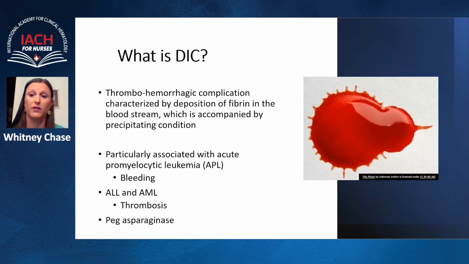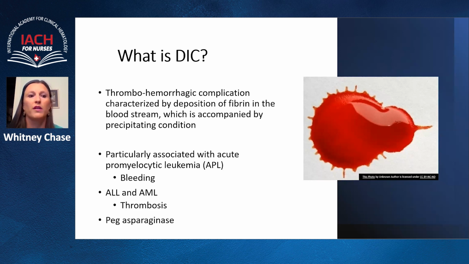So DIC is primarily associated with bleeding in the case of APL, while thrombosis is the dominant phenotype in ALL and non-APL AML. In ALL, there was a 1992 study, so it's a minute ago, but about 12% of patients had evidence of DIC prior to treatment, and up to 78% of them experienced it during induction therapy. In AML, FLT3-ITD and NPM1 mutations have been independently associated with DIC.